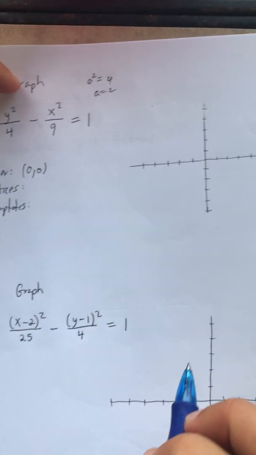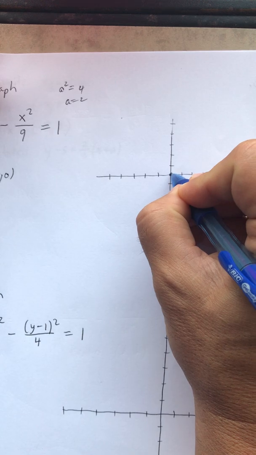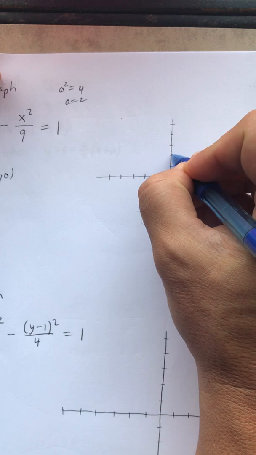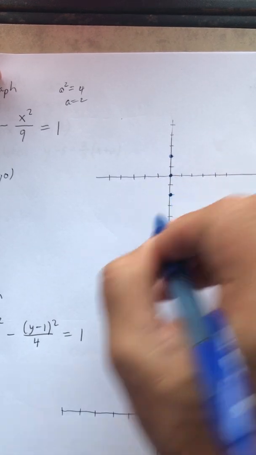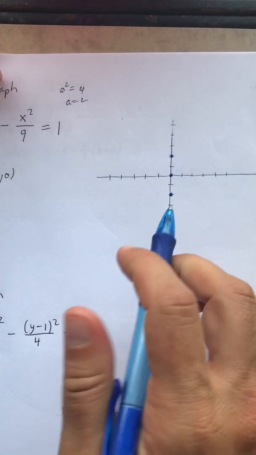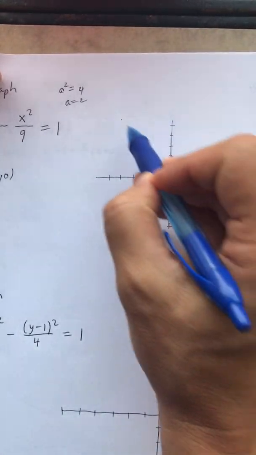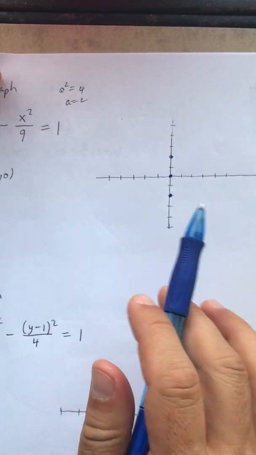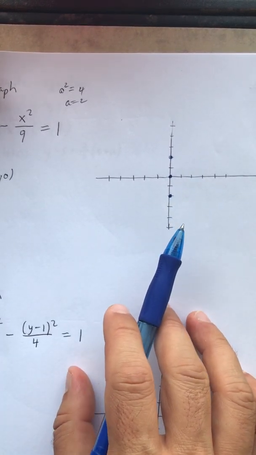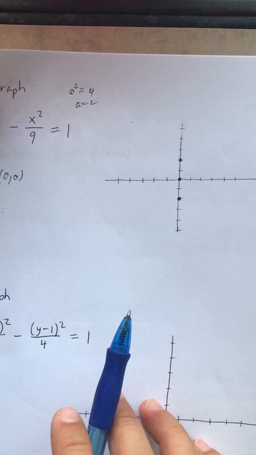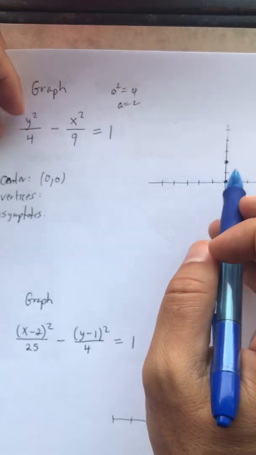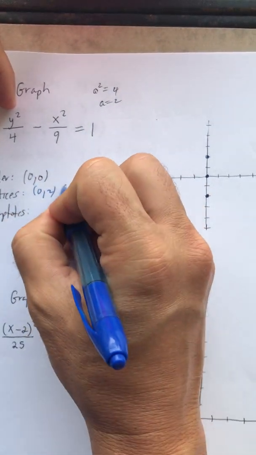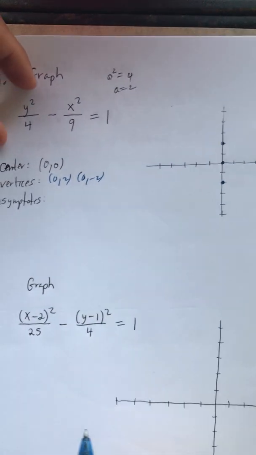So let's go to my graph here. The center's right here at 0, 0, and the vertices are 2 units above and 2 units below the center. So I know one branch is going to go like this, the other branch is going to come down here. But in order to make these branches, I need to know the asymptotes. I need to dash in the asymptotes. But let's label these vertices. This one is 0, 2, and down here is 0, negative 2. So those are my vertices.